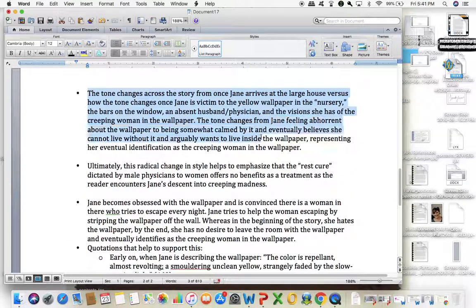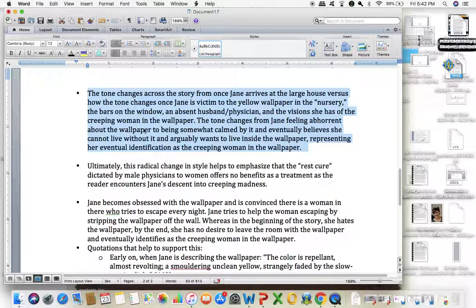So I said, okay, the changing tone is, we have this tone where Jane first arrives at the large house with her family, and then the tone changes once she's been held kind of captive in this quote unquote nursery with the yellow wallpaper. There's the bars on the window. There's this absent husband slash physician. And then she has these visions of the creeping woman in the wallpaper. And right, so then I talk about, okay, well, here's how the tone changes.